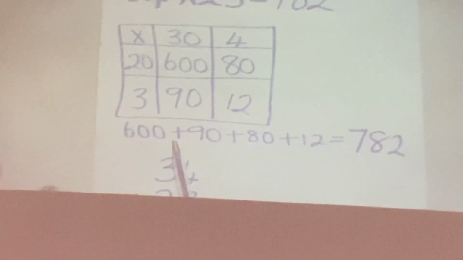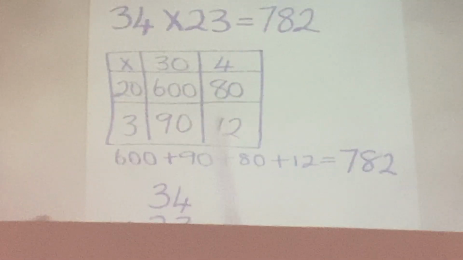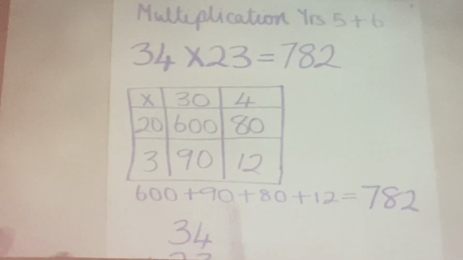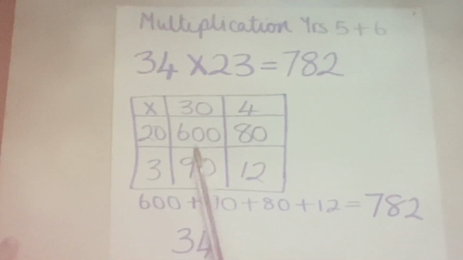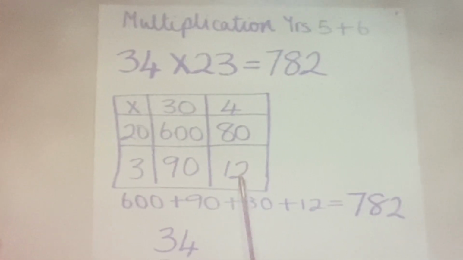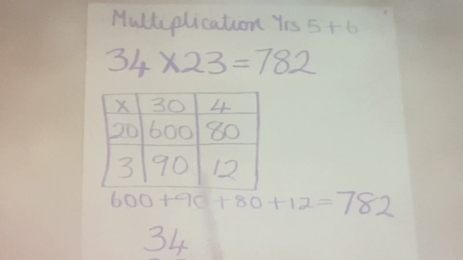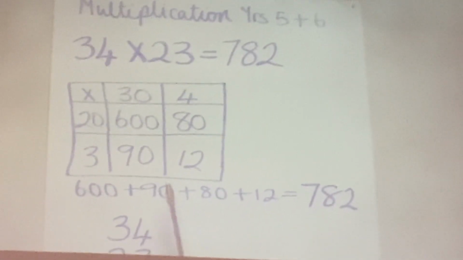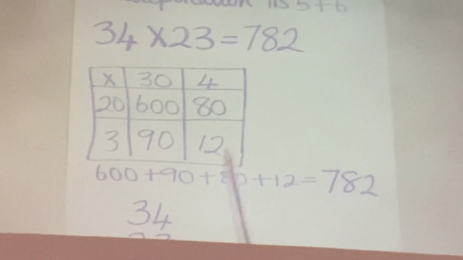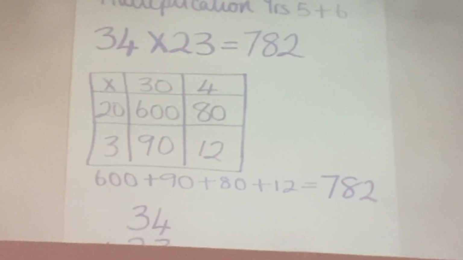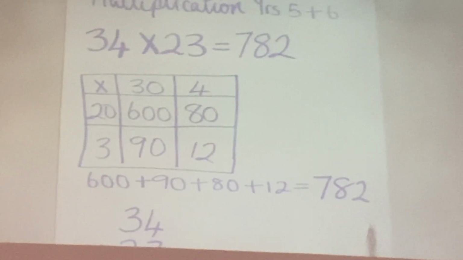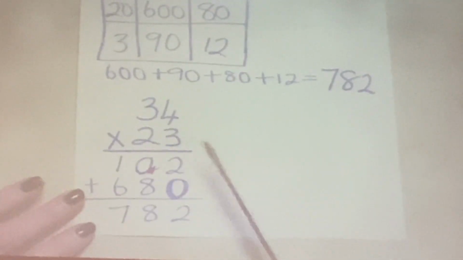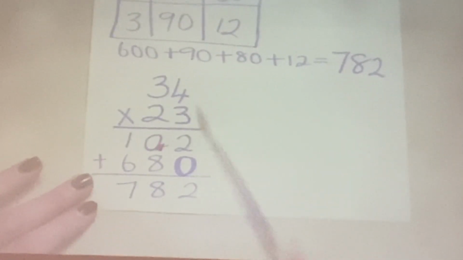And then the children write out the addition calculation at the end, at the bottom, where they're showing the 600 and the 90, 80 and 12. Some children will be able to add that mentally, but we do encourage that they show it like this so that they can see if they do make a mistake. Sometimes they might forget to add one of the numbers, and then your answer is 782.